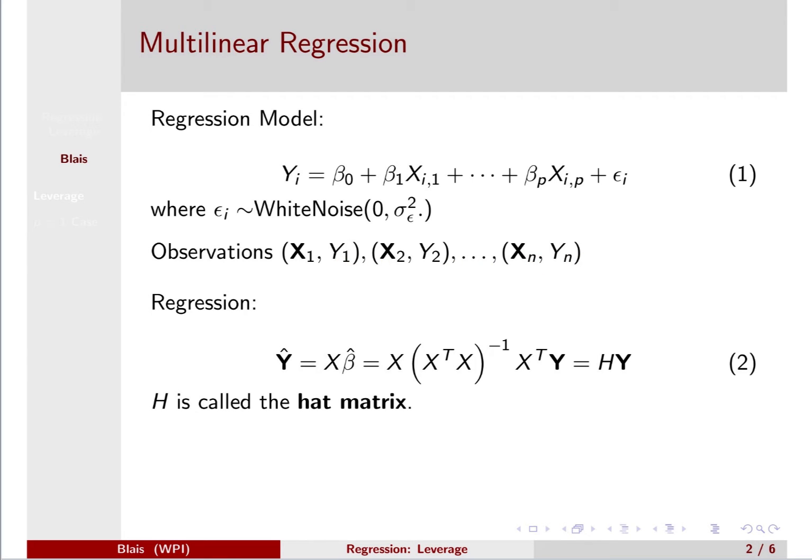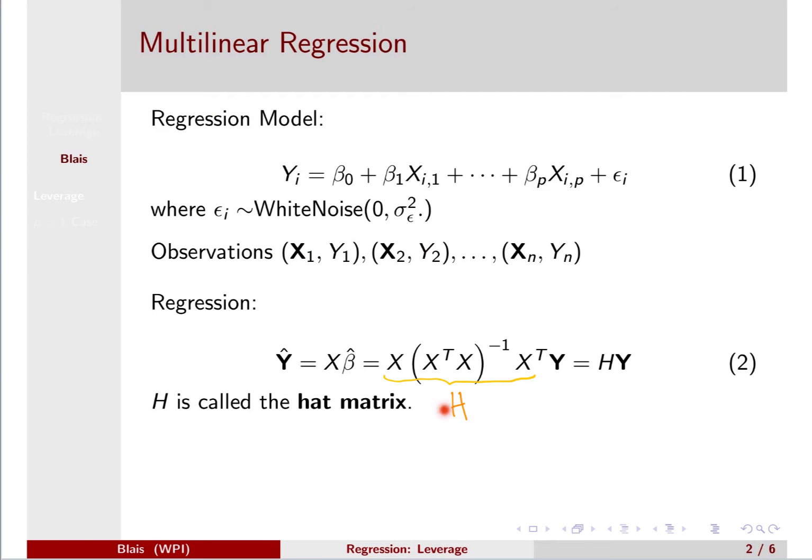We saw in our normal equations lecture that the overall regression as a least squares problem can be written in this following way, as long as our X matrix has full column rank, where this matrix here, X times quantity X transpose X inverse times X transpose, was called H, or the hat matrix.